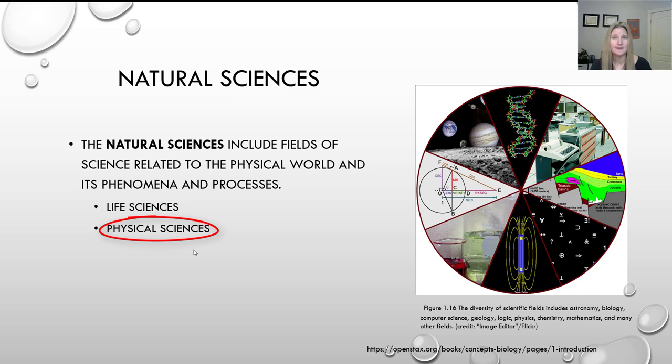Now, not all sciences are natural. So for example, computer science, it is a science. We're looking at computation and being able to form applications from it, but it's not based on the physical world. Okay, so it's not considered a natural science, though it is a type of science.